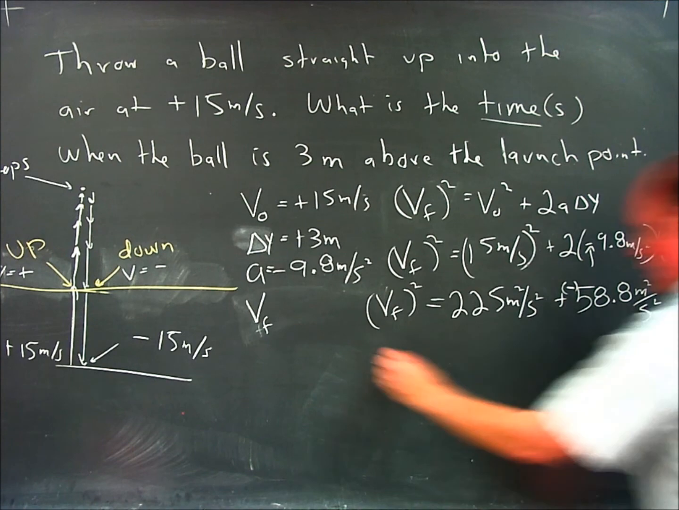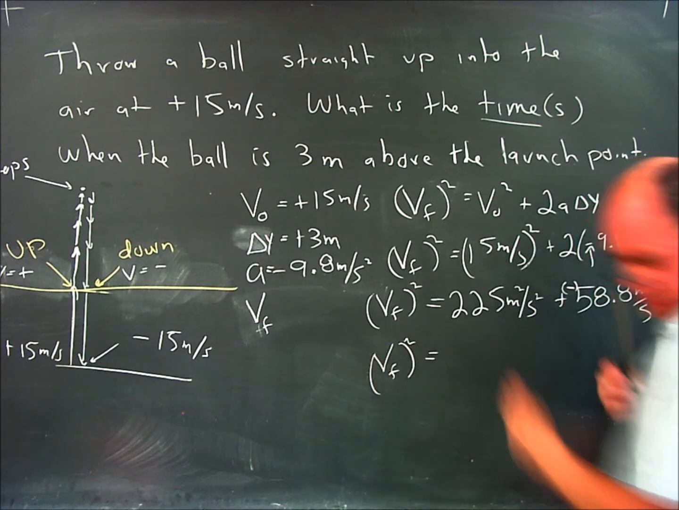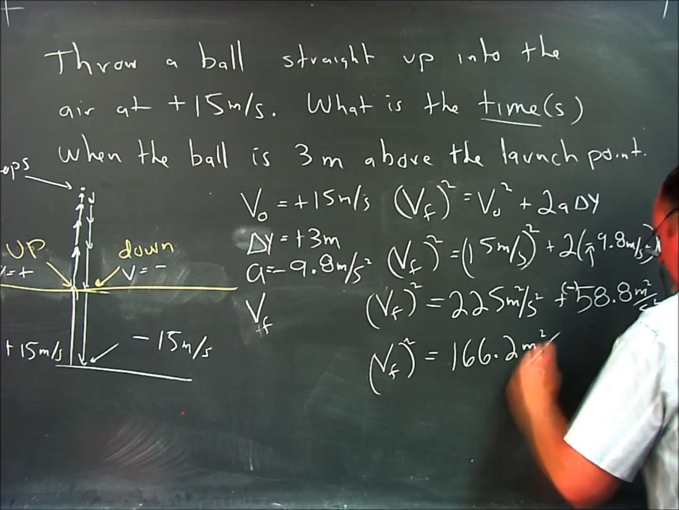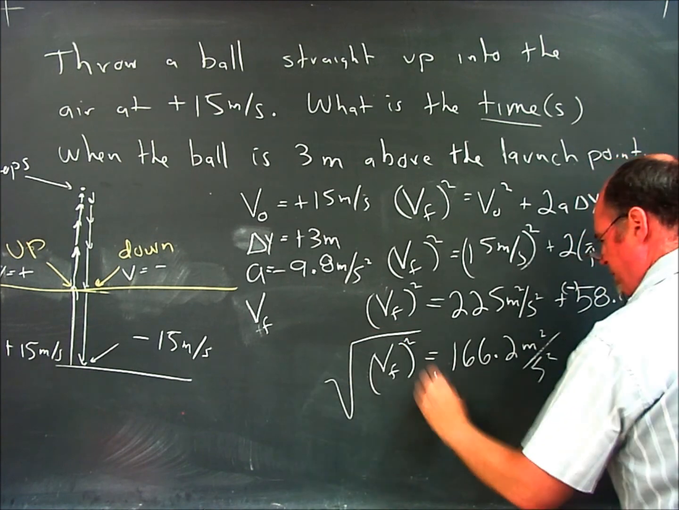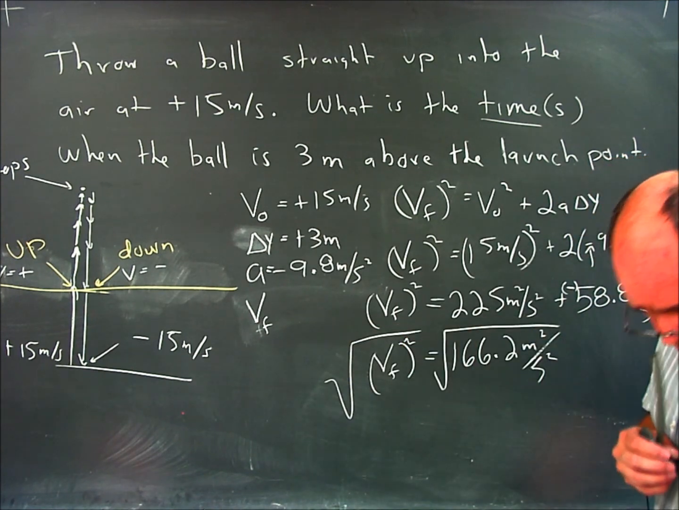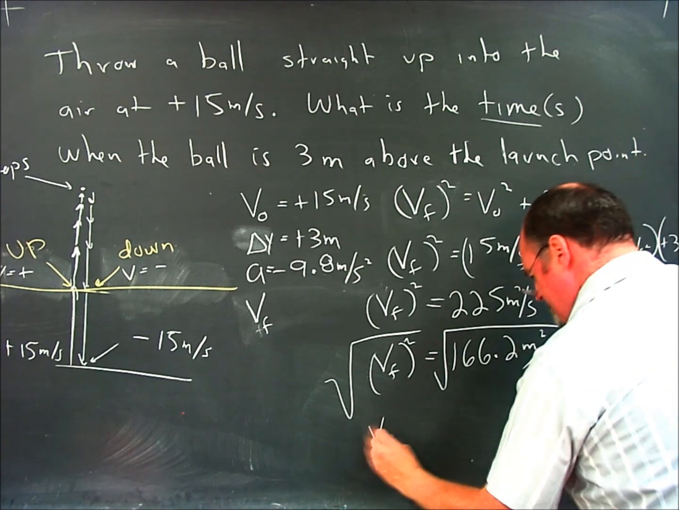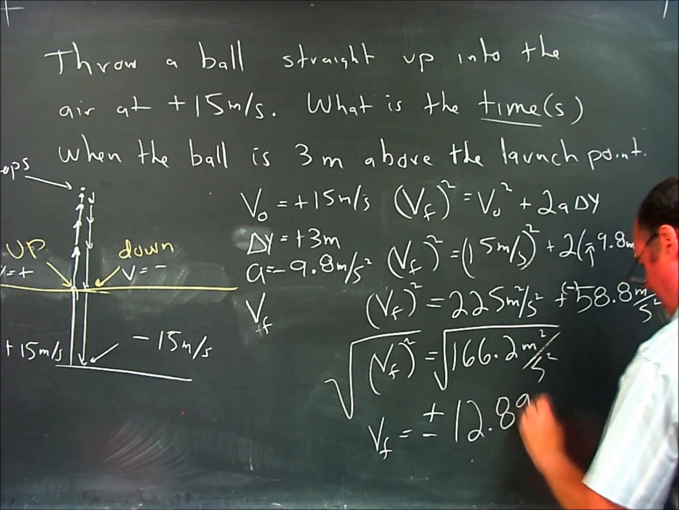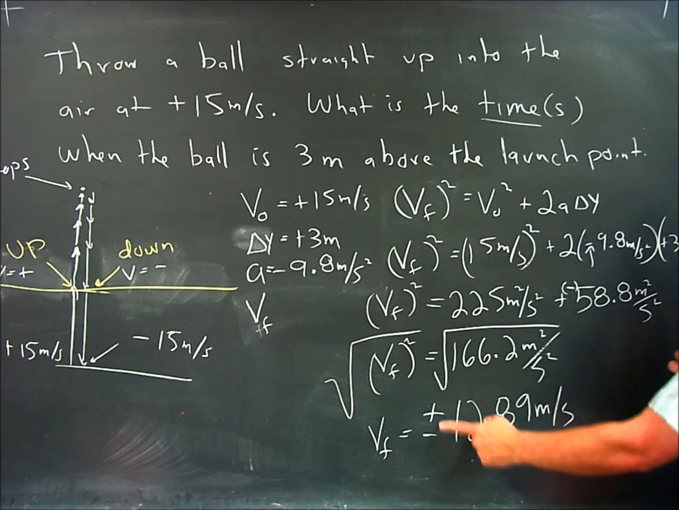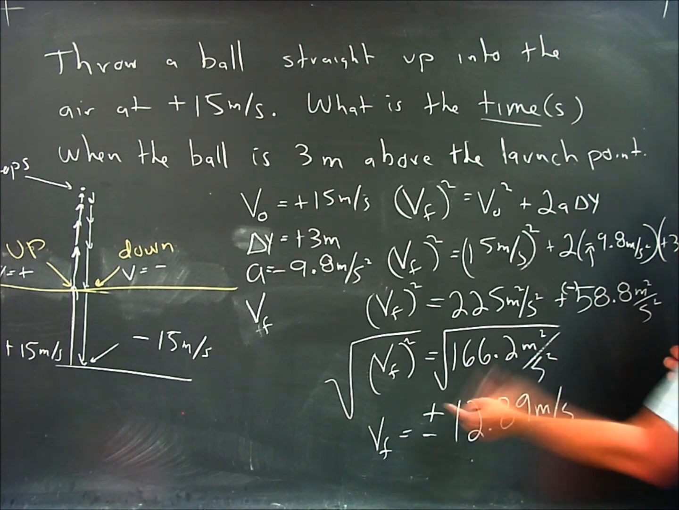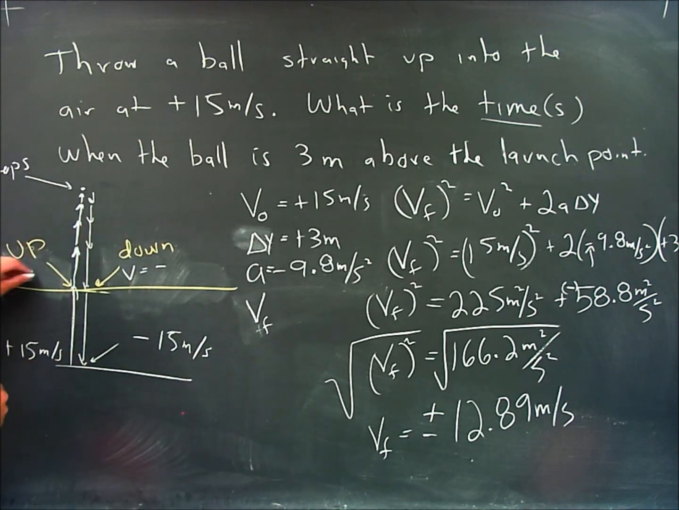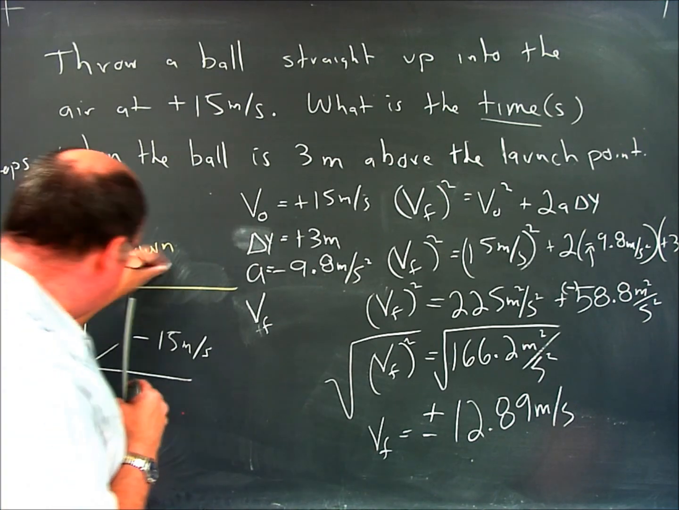V final squared comes out to be 166.2 meters squared per second squared, and I have to square root it. So when I square root it, it comes up at 12.89. Okay, so I put plus or minus because whenever you take the square root of a number, you have the plus and minus pieces in front of it. So I'm saying that my V here is going to be a plus 12.89, and my V here is going to be a minus 12.89.